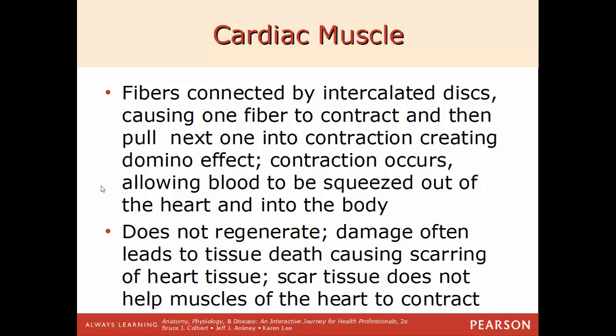Now, the bad thing about cardiac muscle is that it does not regenerate. So once you have damage to this kind of tissue, it can lead to tissue death, which can cause scarring. And the scar tissue does not help the muscles of the heart. It's just there in the way. So skeletal muscle can repair itself slowly. Smooth muscle can repair itself slowly, but cardiac muscle cannot. Once it's damaged and gone, it's gone, and it can't get any better.